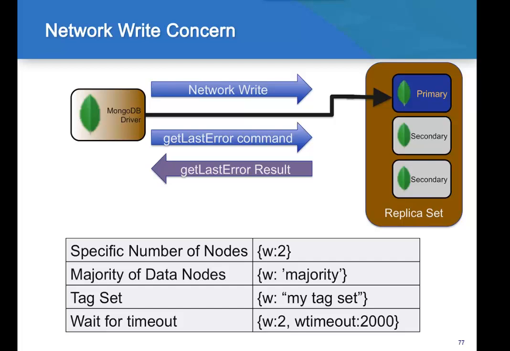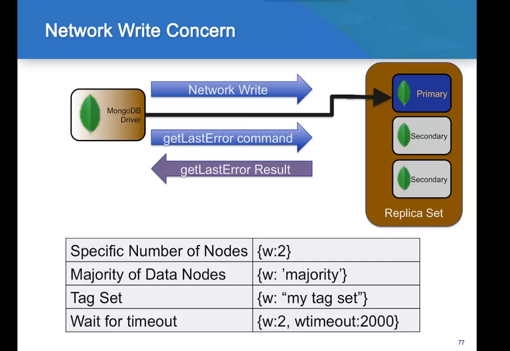that says w: and then uses the string majority, and that says whatever the majority of data nodes is in this replica set, wait until it's replicated to that. So if it's 5 nodes, then it waits for 3. If it's 4 data nodes, then it also waits for 3. If it's 3 data nodes, then it waits for 2. So you can put that in your application and have it do the right thing automatically.